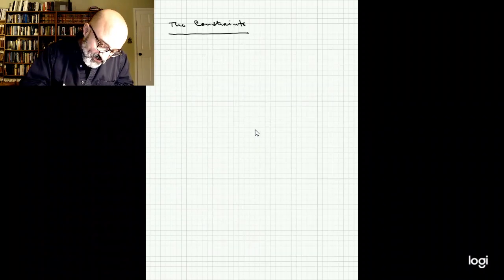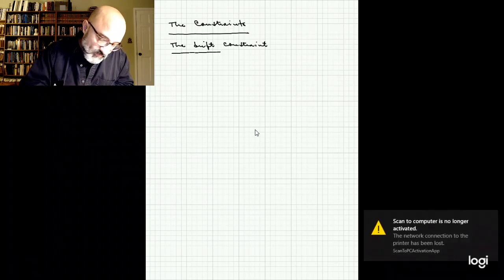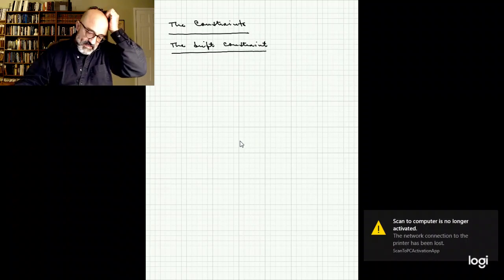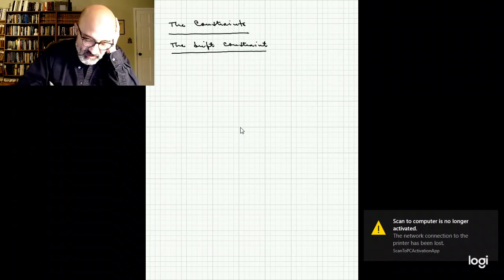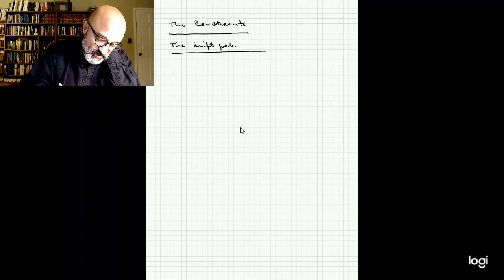So the first constraint is something that introduces correlations and directionality, the drift constraint. Well, okay, I'll call it the quantity that we introduce here. We call it the drift potential.